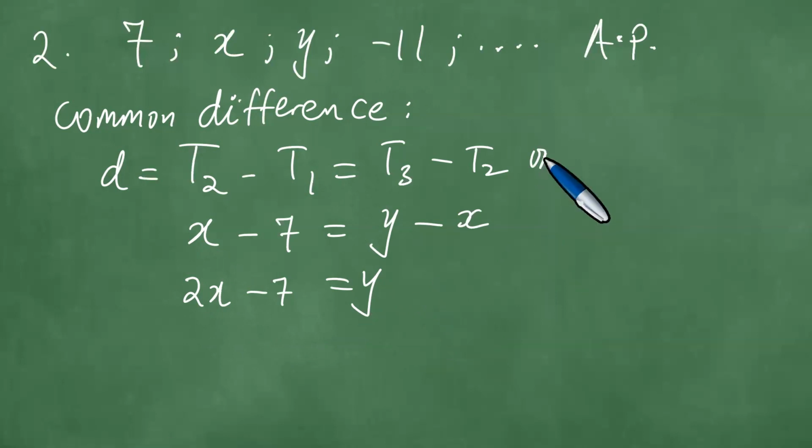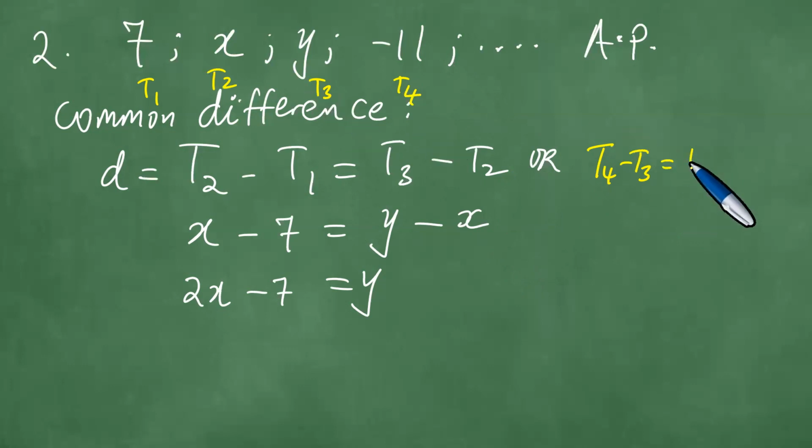We can do it this way, or we can do it differently. How else can we do it differently? We can, because this is like T1, this is like T2, this is like T3, and this is like T4 in the sequence. So we can also go on to use other differences, like T4 minus T3. We can say T4 minus T3 is equal to T3 minus T2.